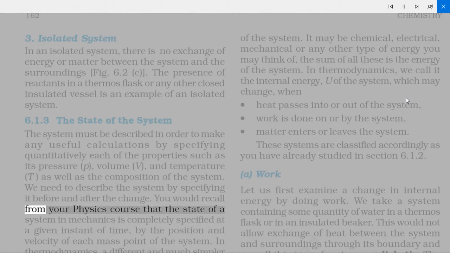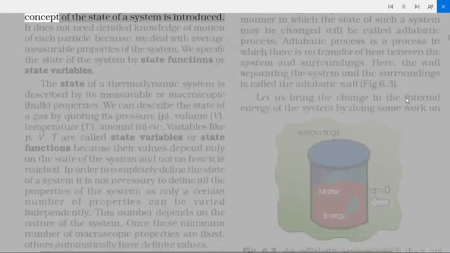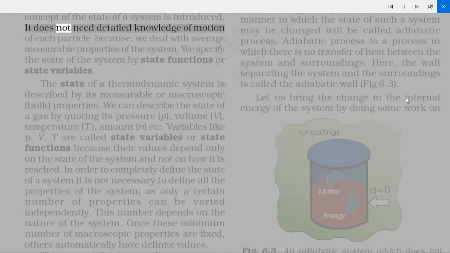You would recall from your physics course that the state of a system in mechanics is completely specified at a given instant of time by the position and velocity of each mass point of the system. In thermodynamics, a different and much simpler concept of the state of a system is introduced. It does not need detailed knowledge of motion of each particle because we deal with average measurable properties of the system. We specify the state of the system by state functions or state variables.